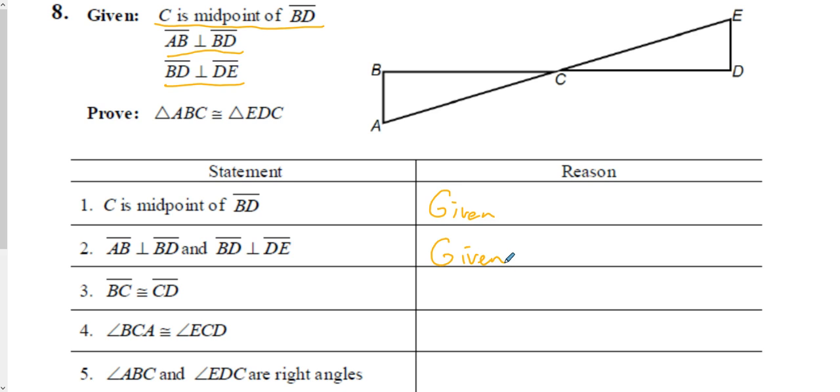Next, they say BC is congruent to CD. Well, why do I know that BC is congruent to CD? It's because of statement 1. So BC is congruent to CD because C is the midpoint of BD. So this is definition of midpoint. So remember, whenever there's a vocab word in a given, usually your next step is going to be to use the definition of that vocab word.